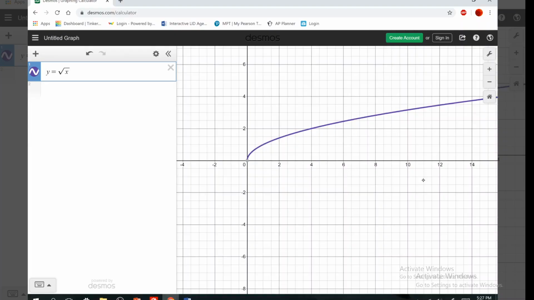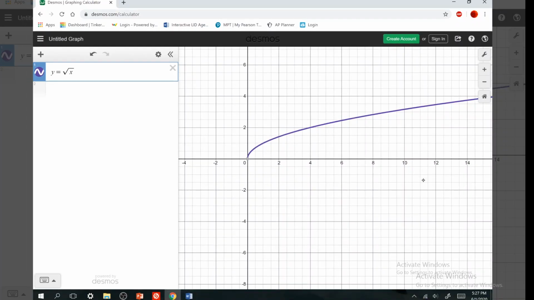And if you are struggling to make sense of this visually, the square root of 1 is 1. So 1, comma 1 is a point. The square root of 4 is 2. So 4, comma 2 is a point. The square root of 9 is 3. So 9, comma 3 is a point. That's how you build this, and you can build this with a table. So we could build a table here. Square root of 1, 1. Square root of 4, 2. Square root of 9, 3.